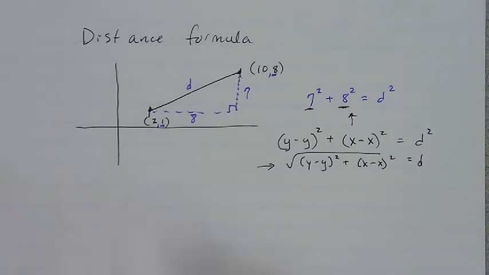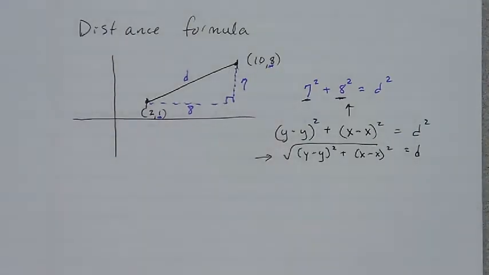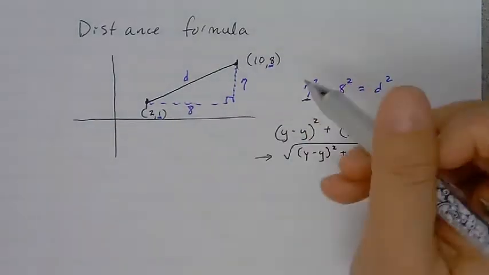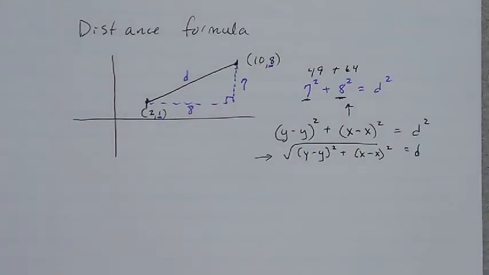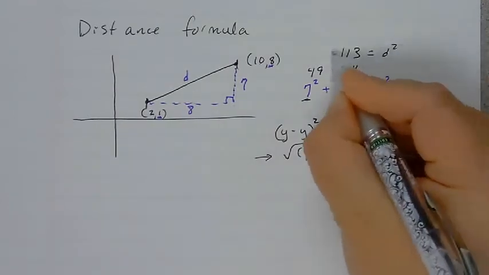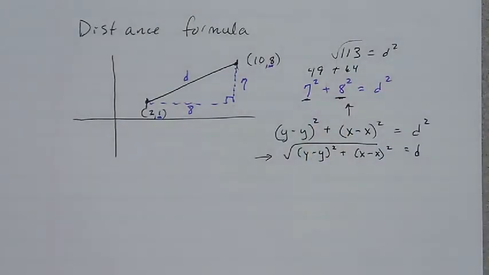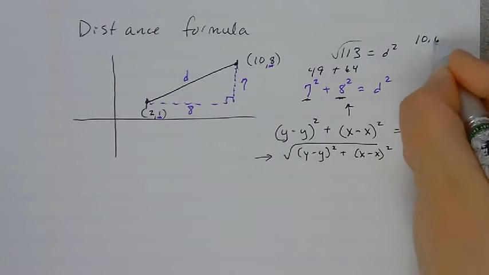So let's go ahead and find the distance of this side. I would have 7 squared plus 8 squared and square root that. So 49 plus 64 is 113, which equals the distance squared, so the square root of 113. And you get approximately 10.6.